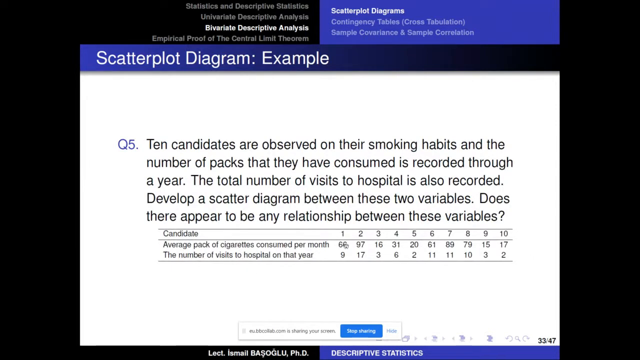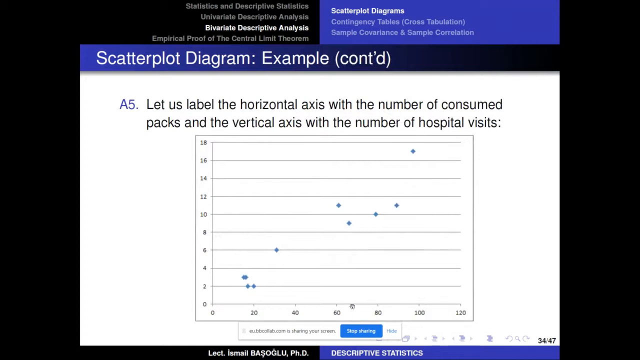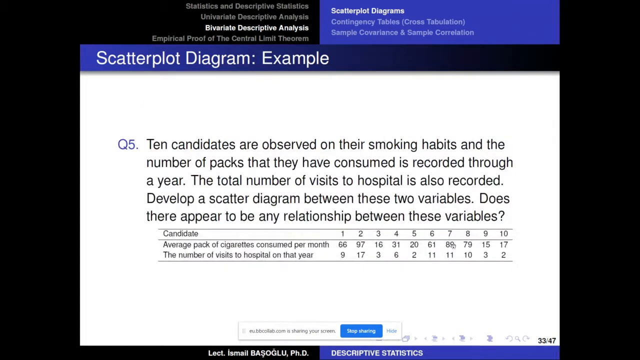The first member has consumed 66 packages of cigarettes per month on average, and has made 9 visits to the hospital. We see those values, 66 and 9, as a Cartesian product, or as a vector plotted on this 2-dimensional space. Just like that, there are 10 observations in our sample, and for all of them we indicate the scatter plot.